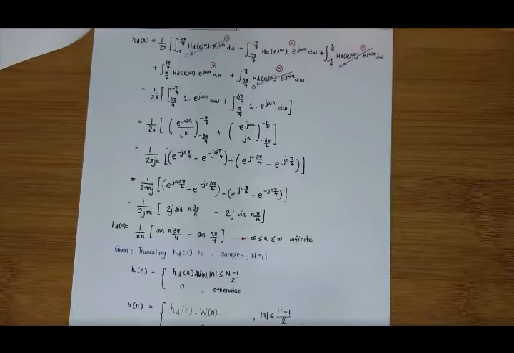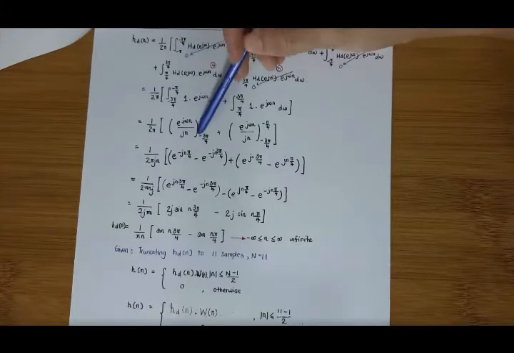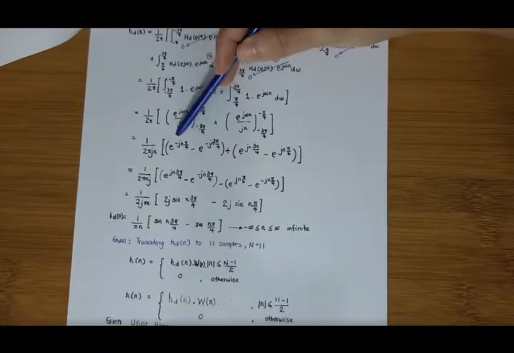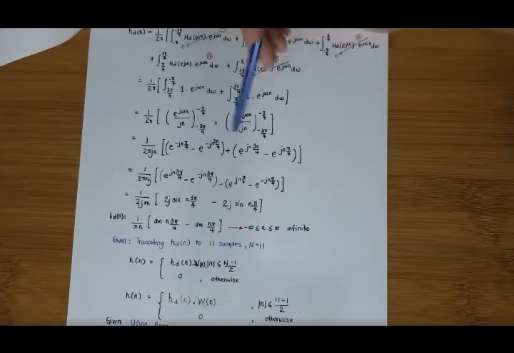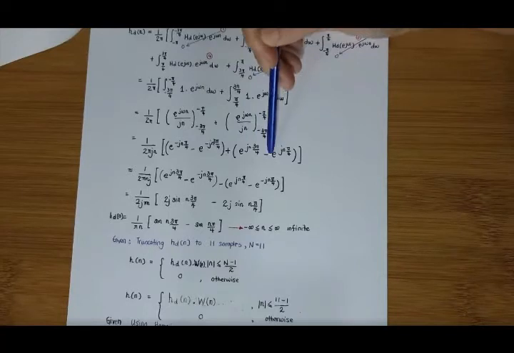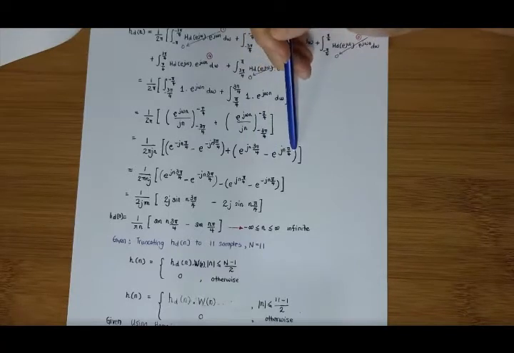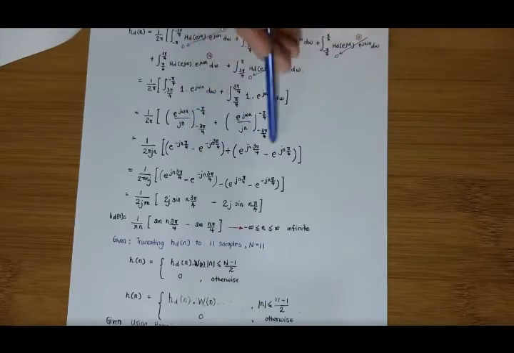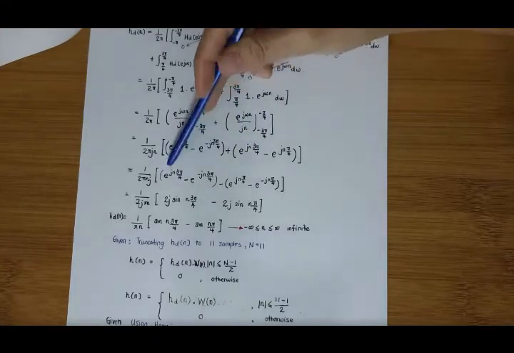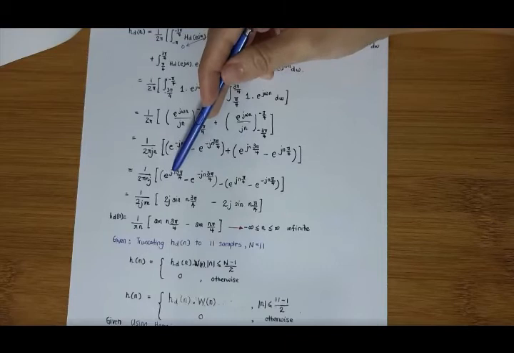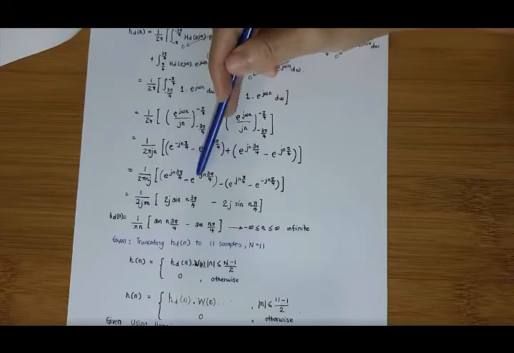Then we substitute our limits inside. So we substitute negative pi over 4 and negative 3 pi over 4, and here 3 pi over 4 minus pi over 4. Then we rearrange these two equations. We collect the 3 pi over 4 together, so we will have e^(j3pi/4) minus e^(-j3pi/4).